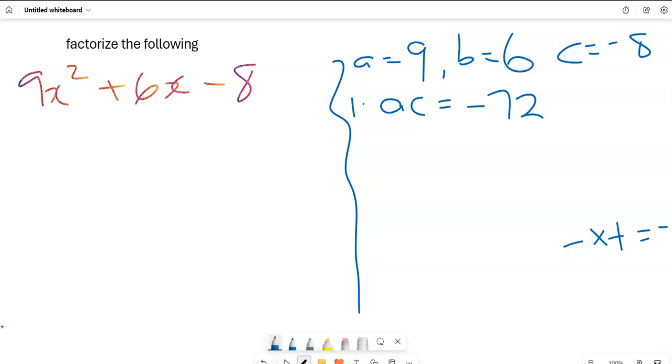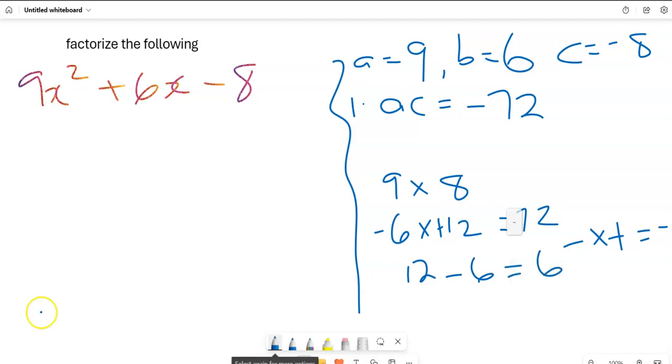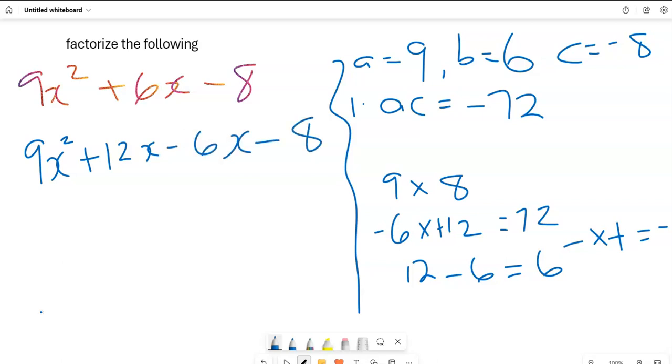And we look at the options. 9 times 8, 6 times 12. And right away, I'm going to use 6 times 12. Negative 6 times positive 12. 6 times 12 is 72, and 12 minus 6 is 6. So we write back our first term, replace the middle term with our two factors, so we're going to have 12x and minus 6x, write back our last term, minus 8.